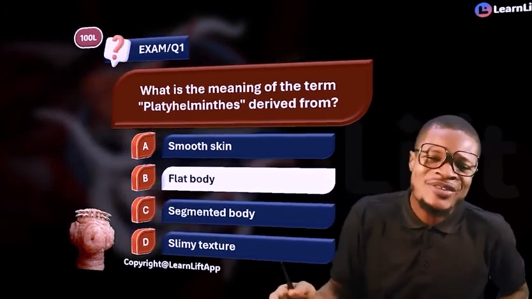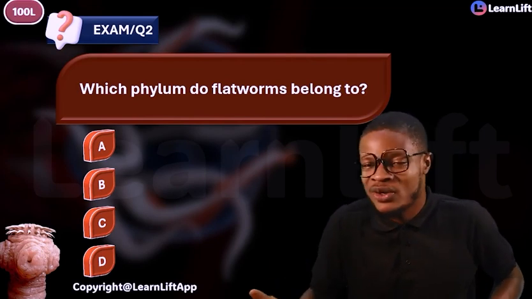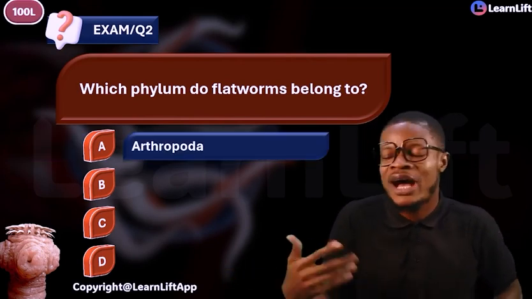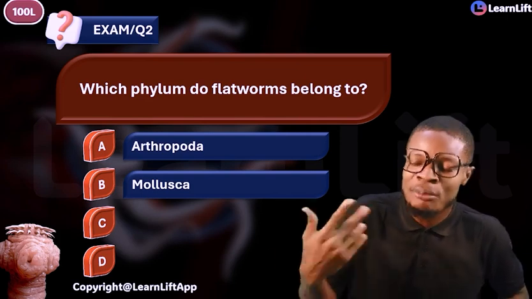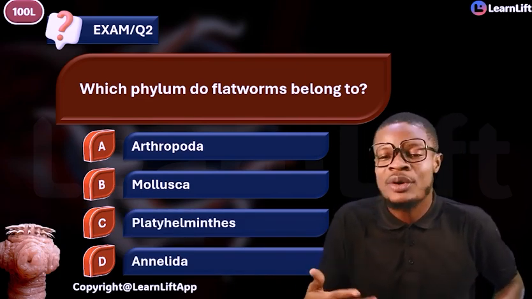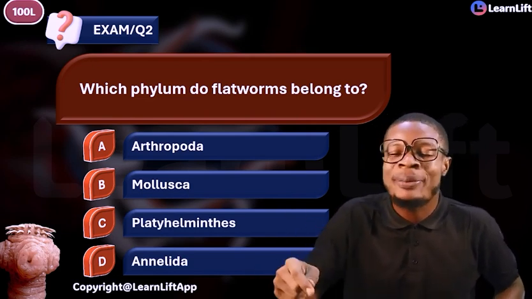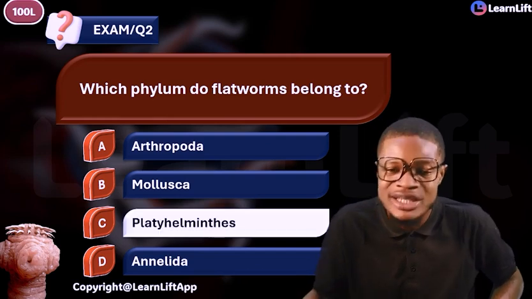Let's go. Look at question 2 very quickly. Question 2 says, which phylum do flatworms belong to? Do they belong to arthropoda, molluscas, platyhelminthes, or annelida? Where do your flatworms belong? They belong to what is called platyhelminthes, and that makes option C the correct answer.